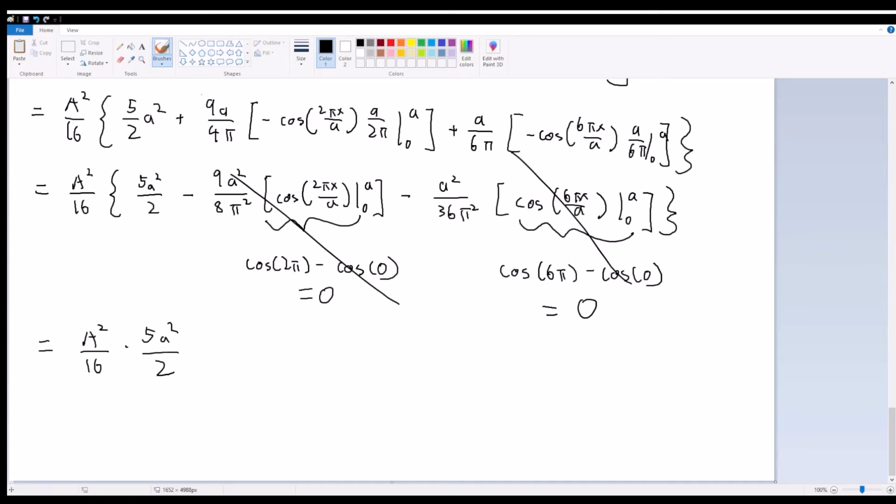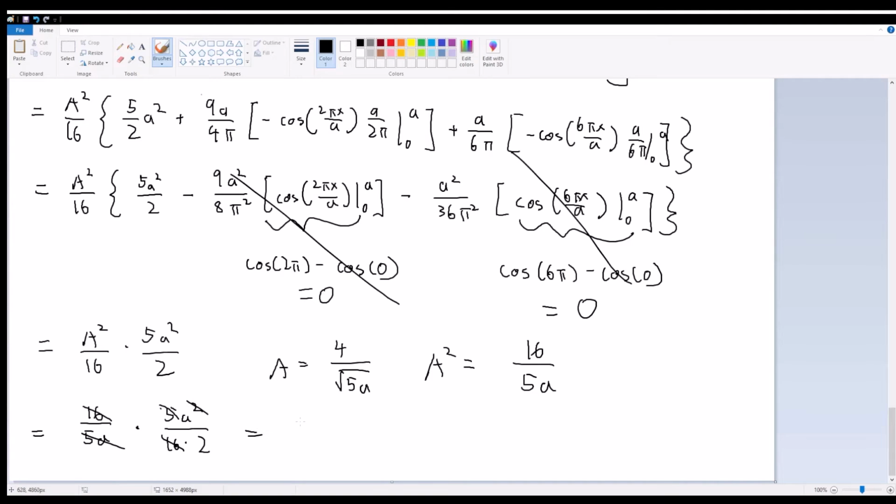We know what a is. Originally we found a to equal 4 over the square root of 5a, so a squared is equal to 16 over 5a. So what we have is 16 over 5a times 5a squared over 16 times 2. The 16s cancel, the 5a cancels with the 5 and the a, and we're left with a half. So the expectation value of x with respect to time is actually independent of time, and it's equal to a over 2.